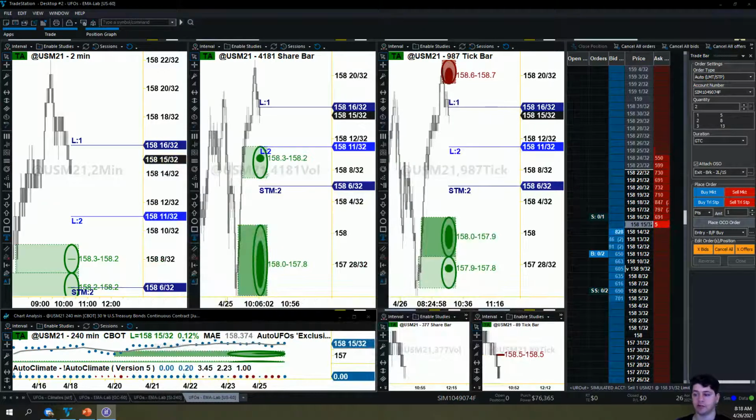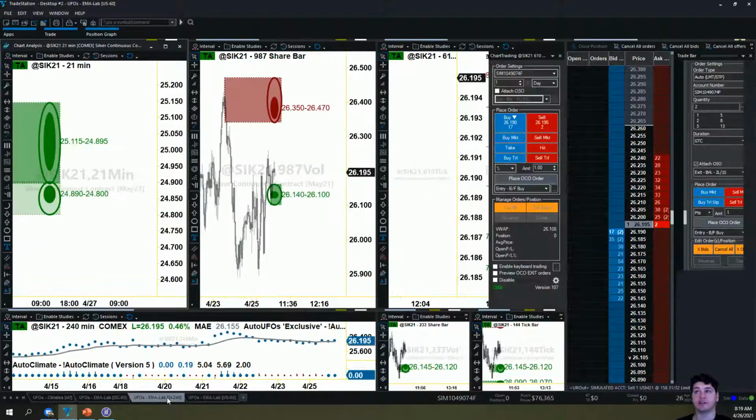I'm just gonna move this here. Okay, and that should be that, I believe. Okay, here we go. Awesome. Let's take a look at silver.